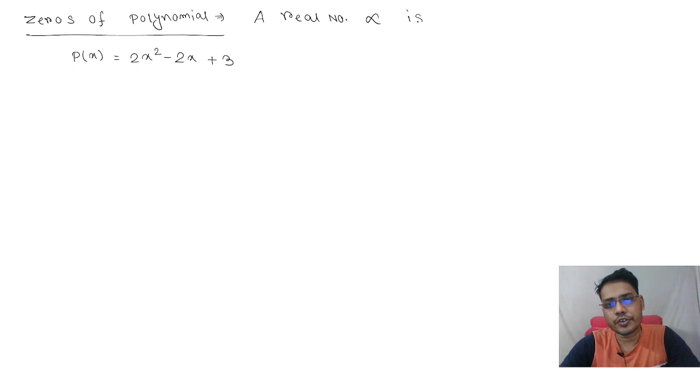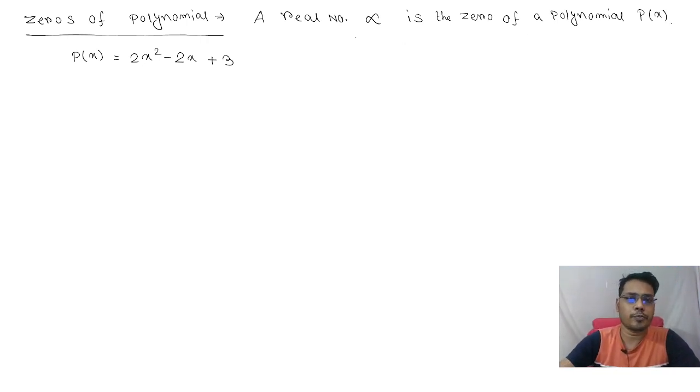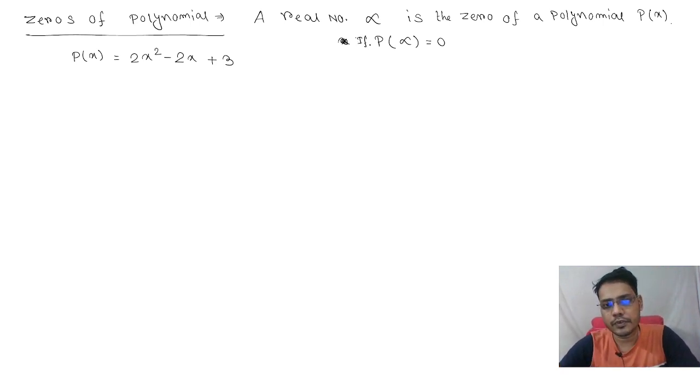alpha is called a zero of a polynomial. But why is it called a zero? Because here the polynomial p(x) is given, where alpha is a root, and that means alpha is a zero of this polynomial. So that means actually, p(alpha) should be 0. That is the main thing. If p(alpha) is 0, then we can say it is a zero.